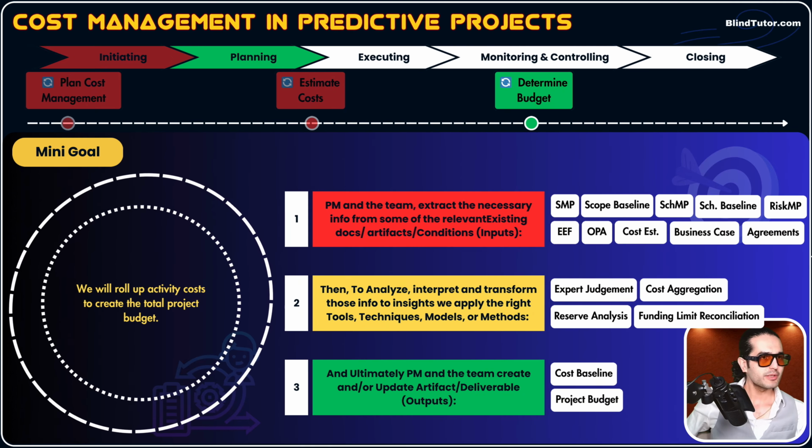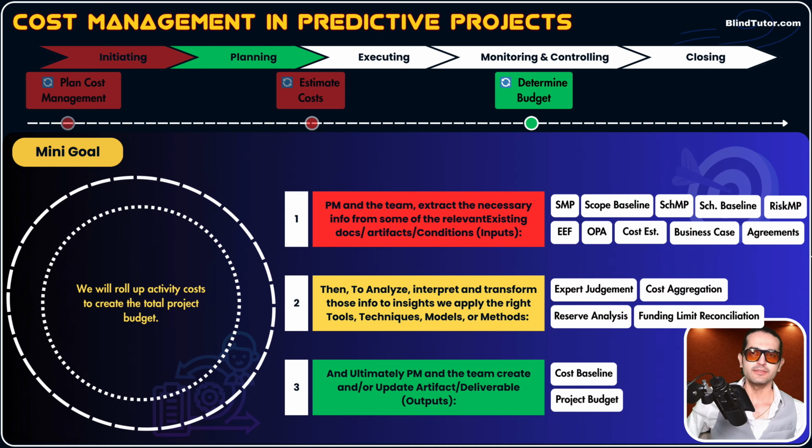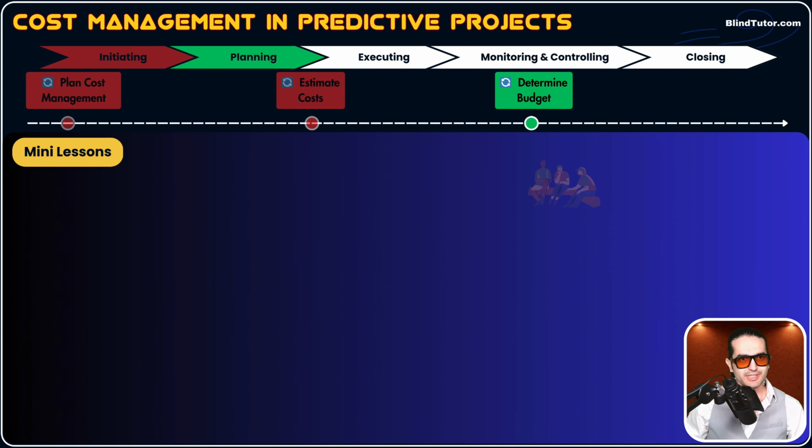Awesome. Now let's start our mini lessons, as always, with inputs and how they help us in the determine budget process. Let's get them done. All right. Look up there, cost management in predictive projects, and we're in the third process of cost, which is determine budget.